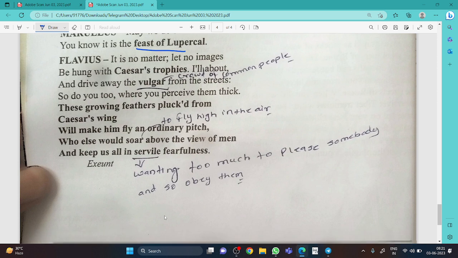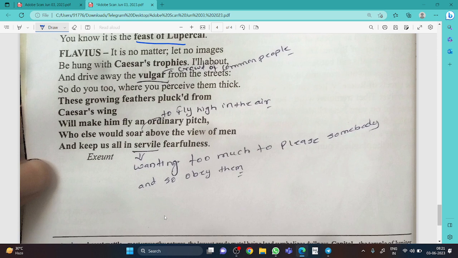Actually, what happens? Try to understand from the next line, beta. Flavius said, "It is no matter. Let no images be hung with Caesar's trophies." How jealous Flavius was, that he's saying that in Rome no image, no photo, no poster should be hung with Caesar's trophies.